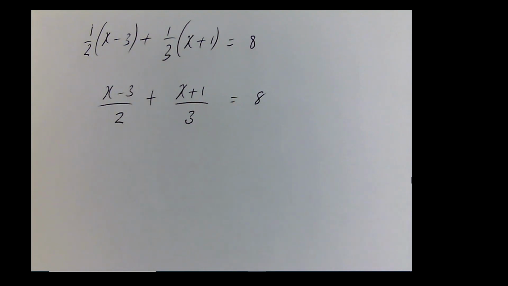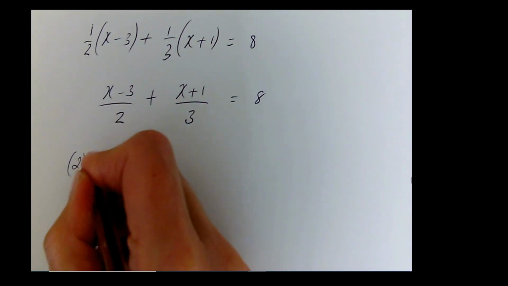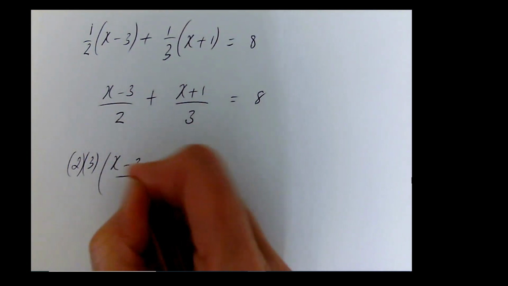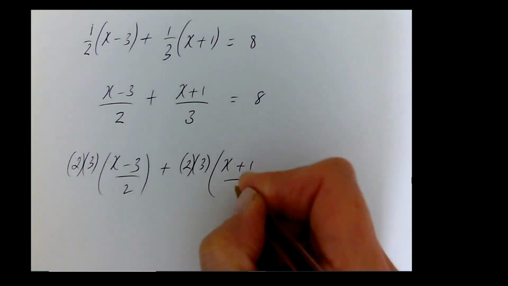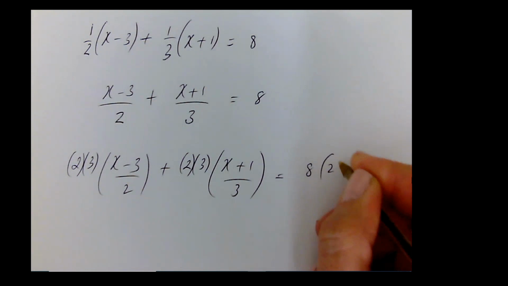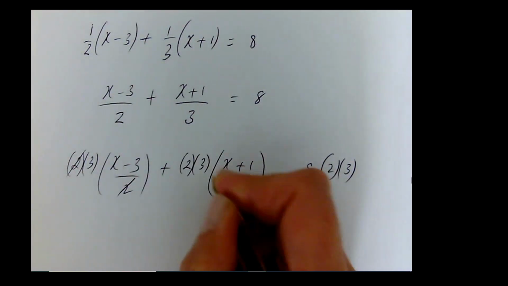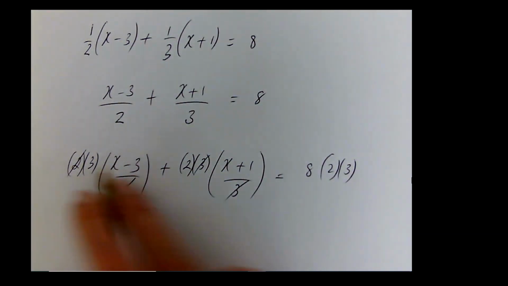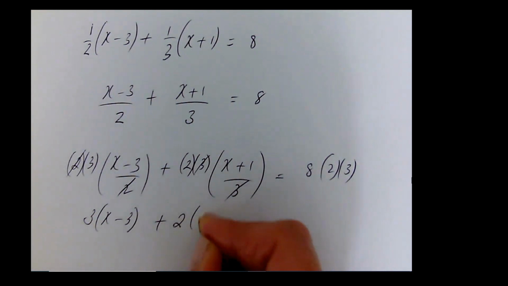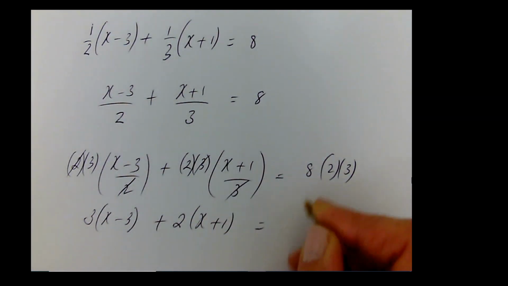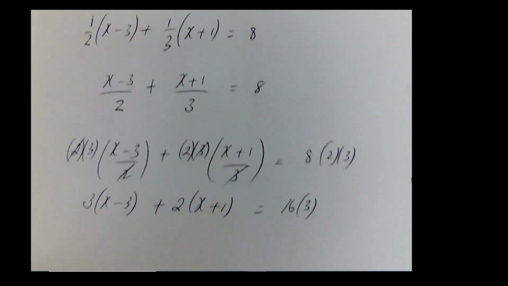So obviously we've got a divide by 2 and a divide by 3. So we're going to want to get rid of that by multiplying everything by 2 and by 3. And of course, don't forget to multiply the 8 by the 2 and the 3 also. And the 2 cancels with the 2, the 3 with the 3. So what's left? 3 times x minus 3 plus 2 times x plus 1 equals 8 times 2, which is 16, and then I'll times by 3 in my next step.